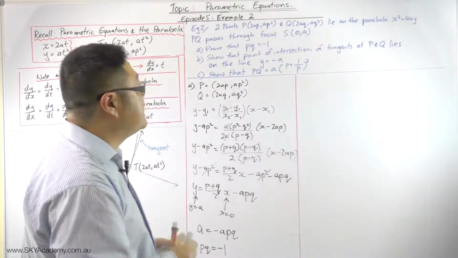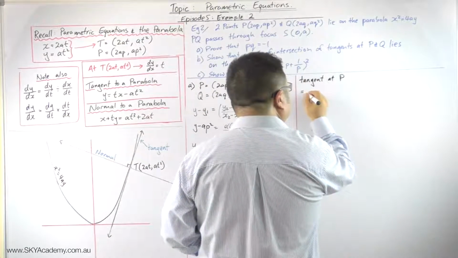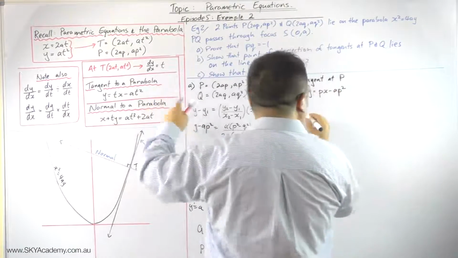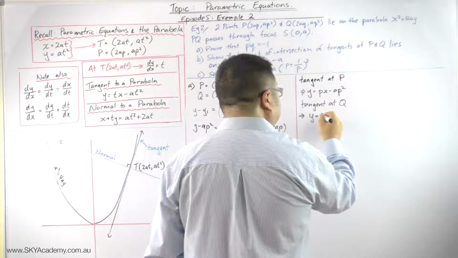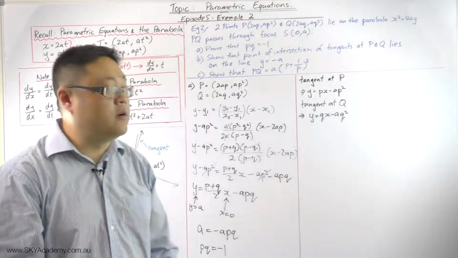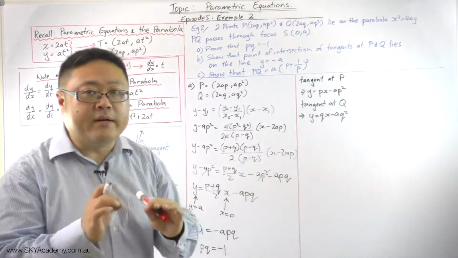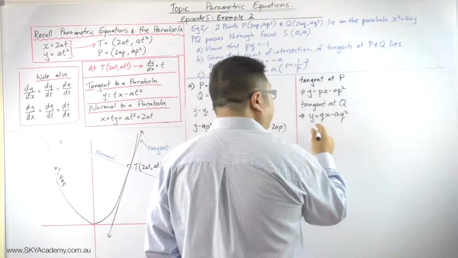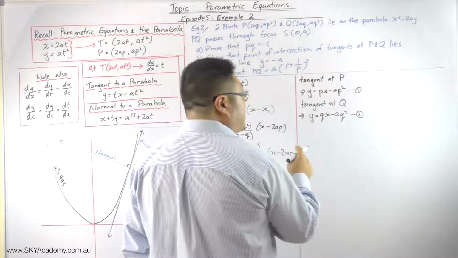So let's have a look and see if that's true. Tangent at P is y equals px minus ap squared. Tangent at Q is y equals qx minus aq squared. Does that make sense? Now, what we're trying to do from here is work out the point of intersection. The point of intersection will be where they're equal to each other. So we can call that equation 1, call that equation 2, and we can solve it.